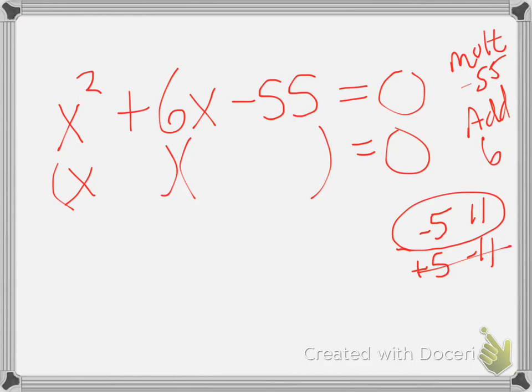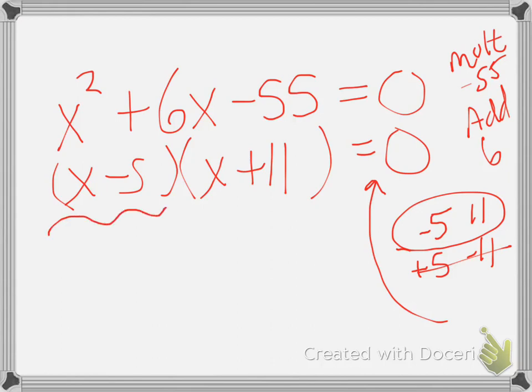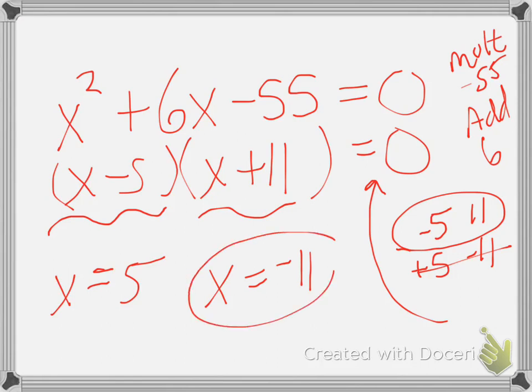So x minus 5, x plus 11. The difference between this and the problem I just did before is this one's an equation, so it's asking you for a final answer. So what's going to make this part 0? A positive 5, right? What's going to make this part 0? A negative 11. So you're answering it all the way. So that's the only difference.